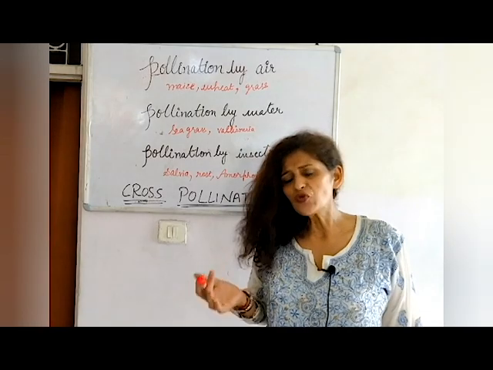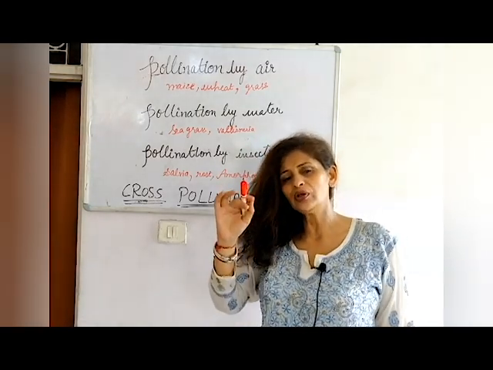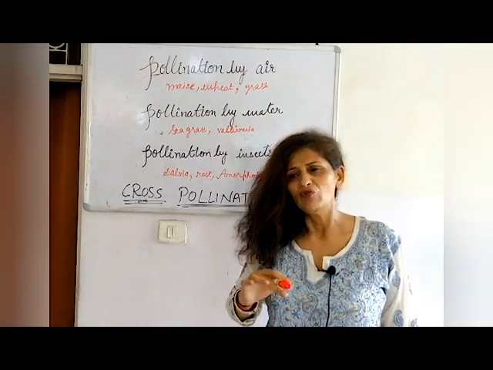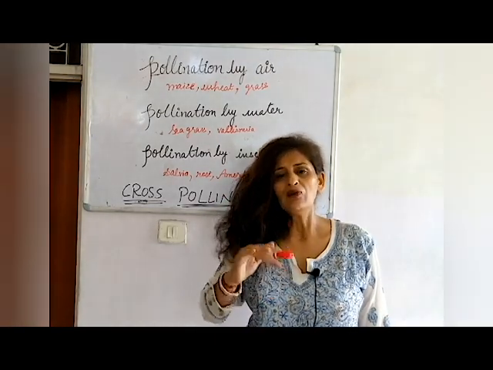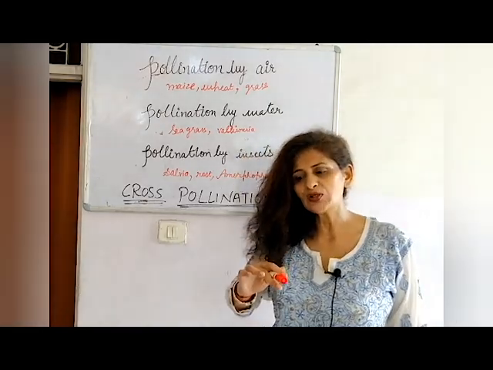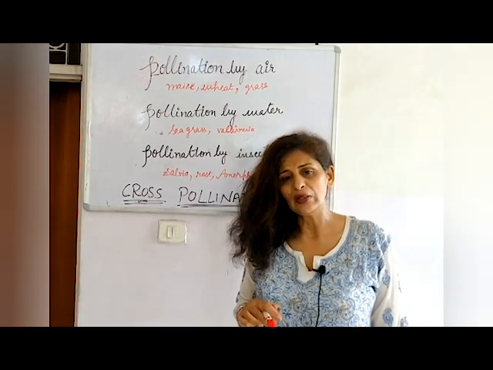This further is of two types. Pollination may occur above the surface of water or it may occur below the surface of water. When pollination occurs above the water, it is called epihydrophily. But when it occurs below the surface of water, it is called hypohydrophily.